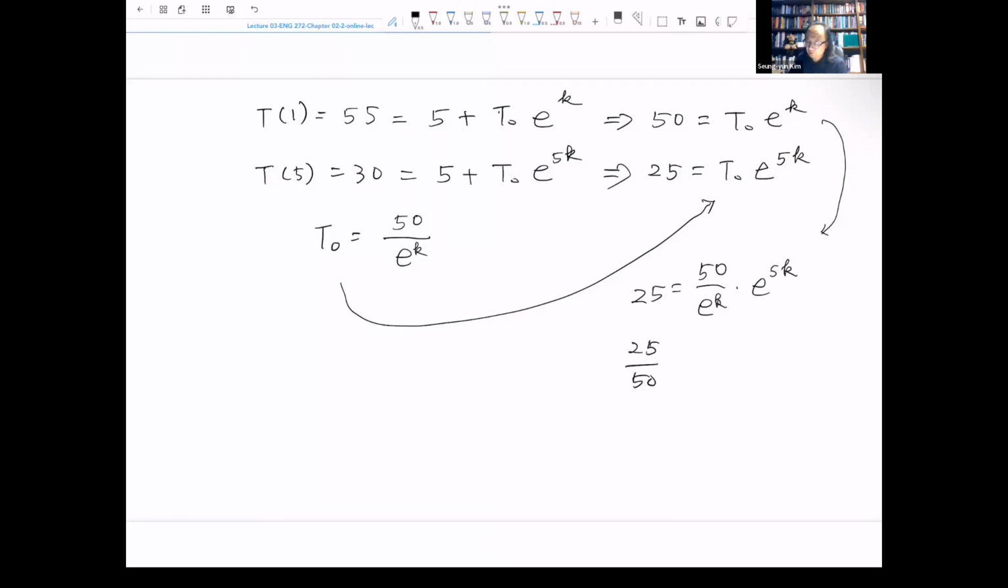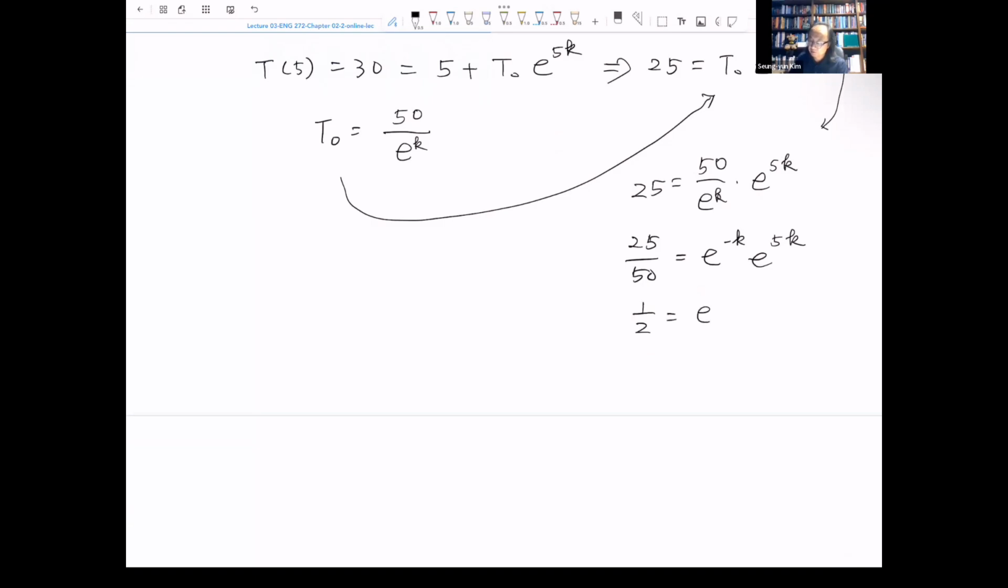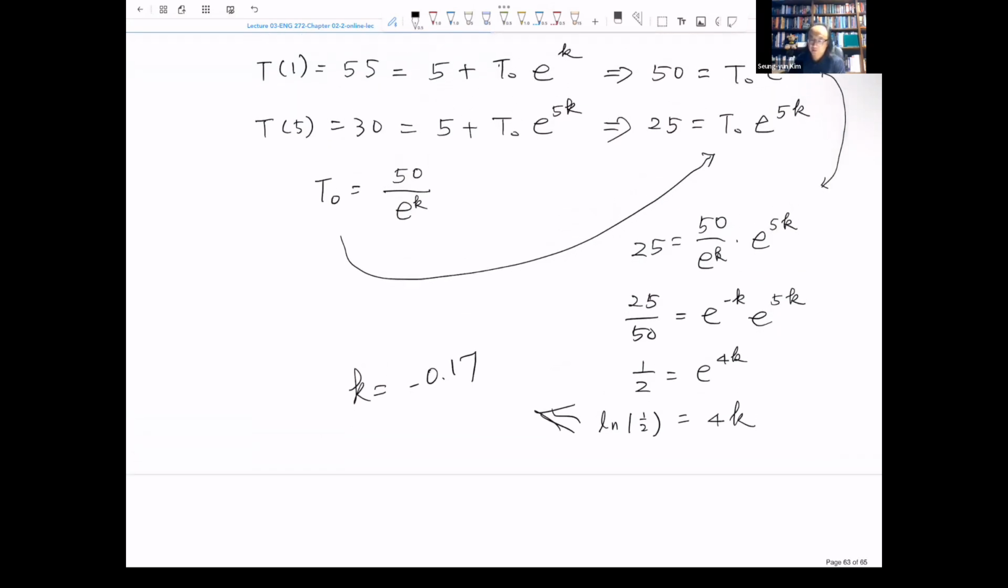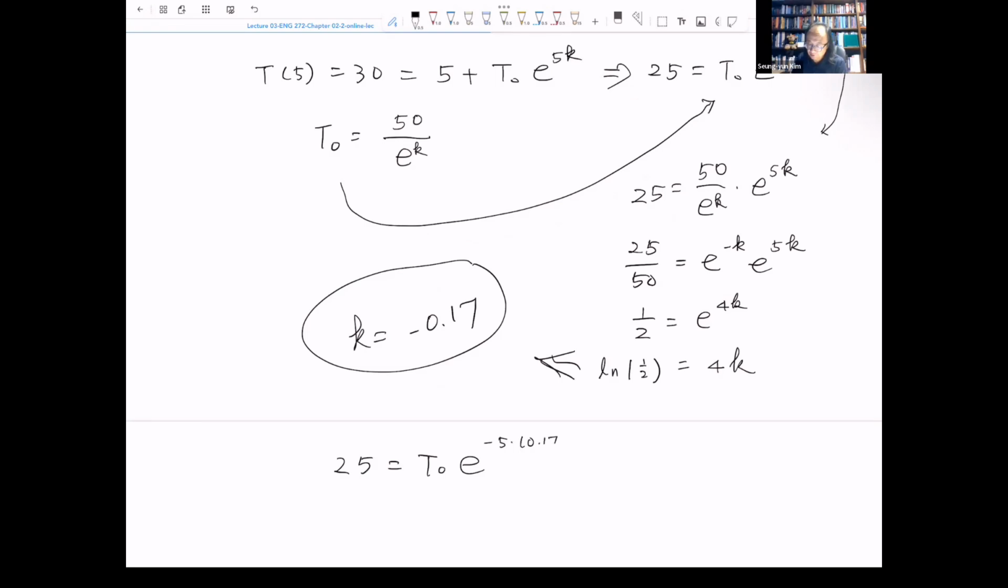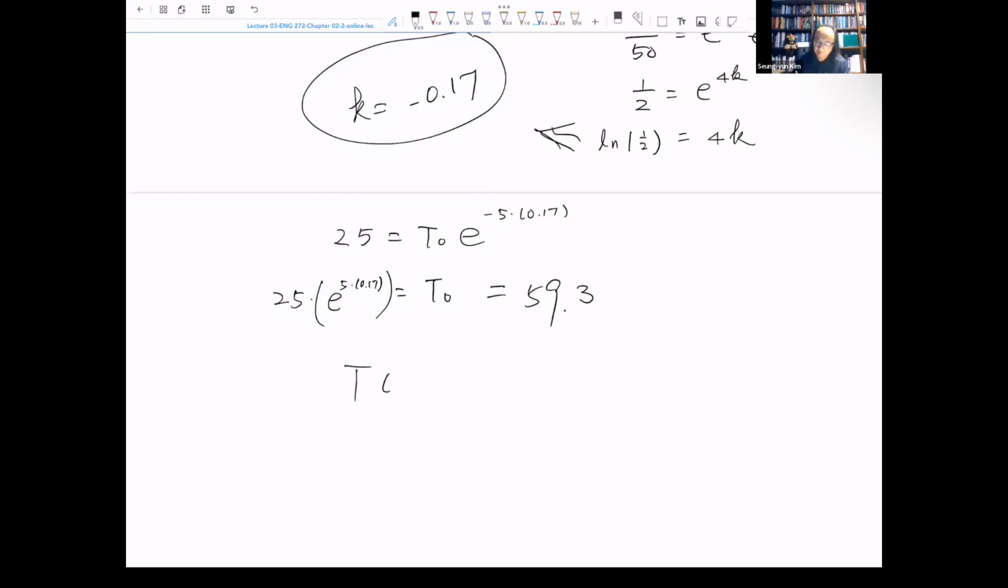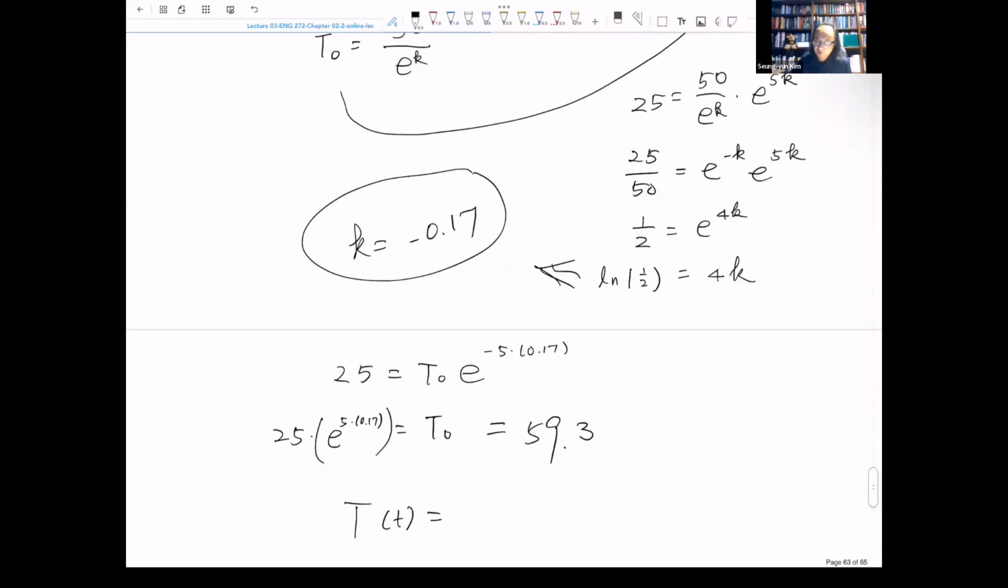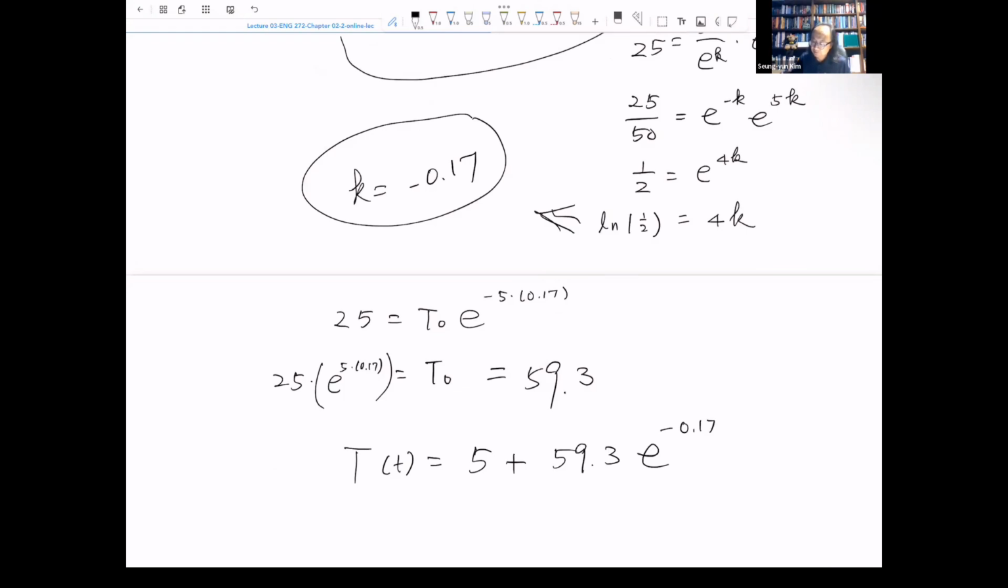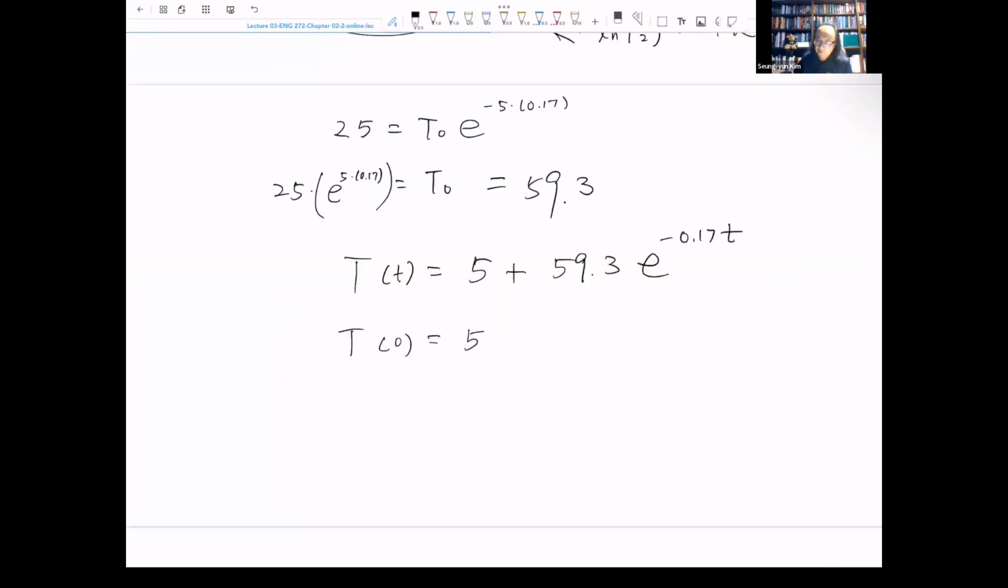25 over 50 equals e to the negative k times e to the 5k. So 1 over 2 equals e to the 4k. We take the ln, and then we can plug this k value into either of those two equations. So finally, we have T of t equals 5 plus T naught e to the kt, where T naught equals 5 plus 64.3, approximately 69.3 Fahrenheit.